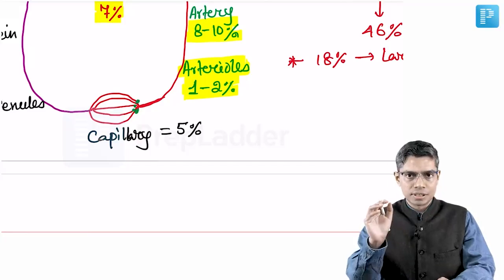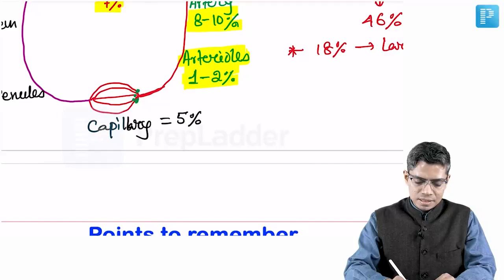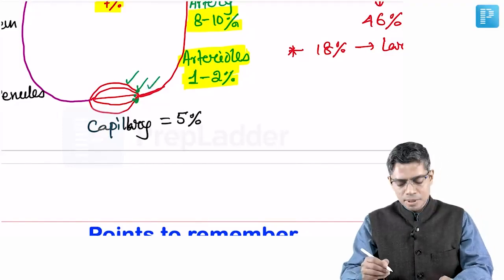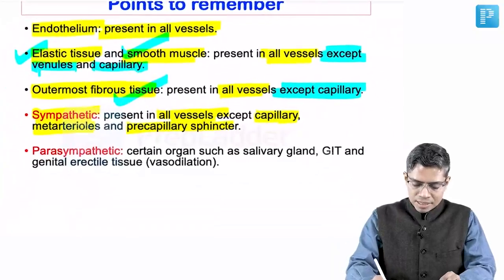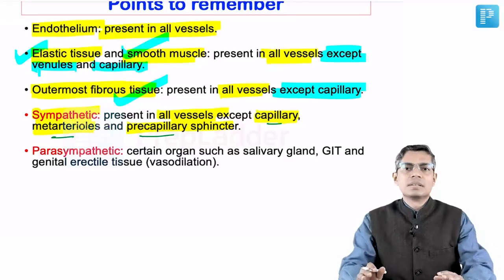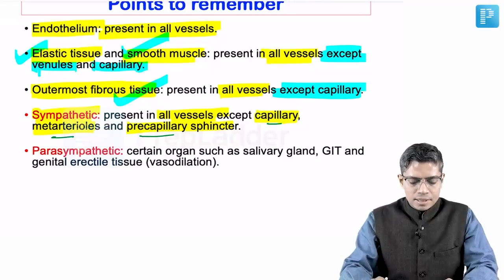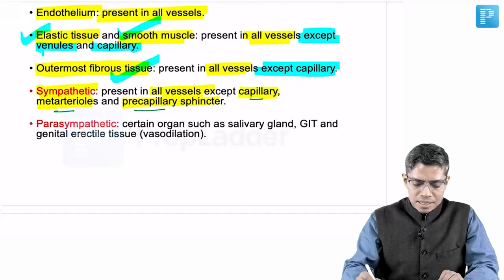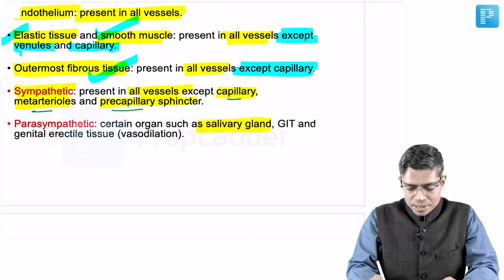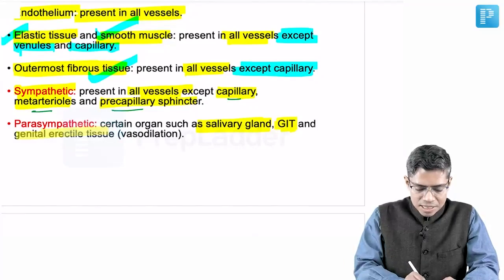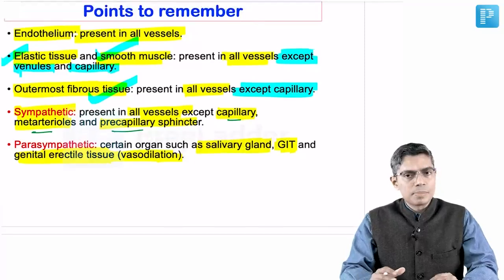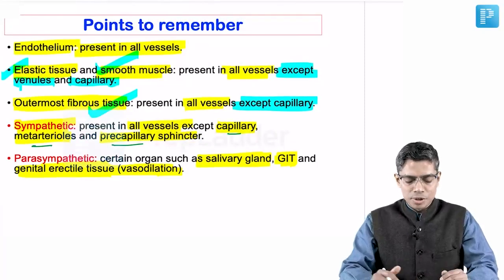So there is no innervation of the sympathetic as well as parasympathetic system at the level of the capillary, at the level of the precapillary sphincter, or even at the level of the metarteriole. That is very, very important. But parasympathetic supply is specially present in certain organs, for example, at the level of the salivary gland, the GIT and some genital erectile tissue, where it causes vasodilation. So this is the supply of different vasculature in our body, right?